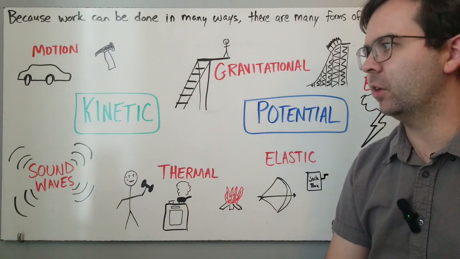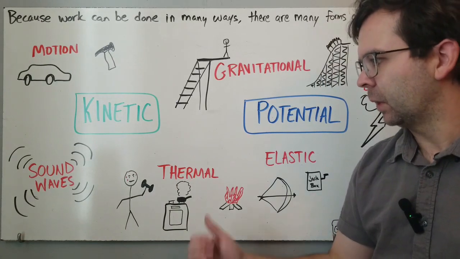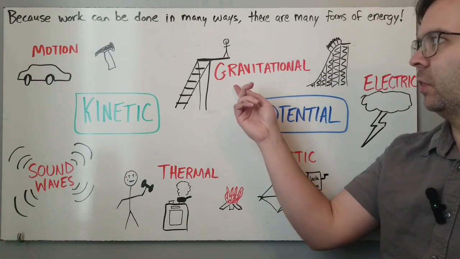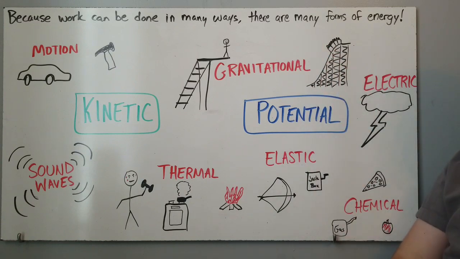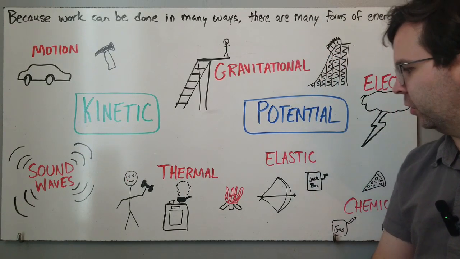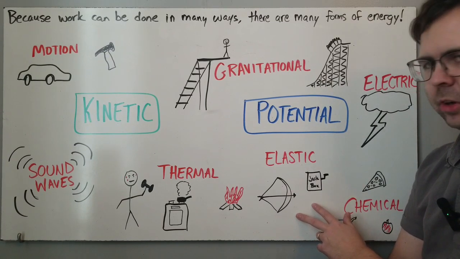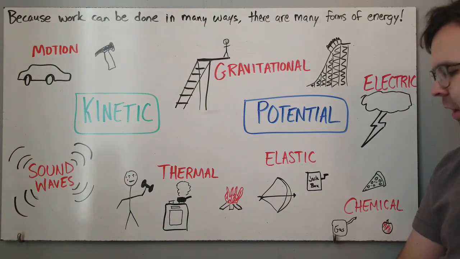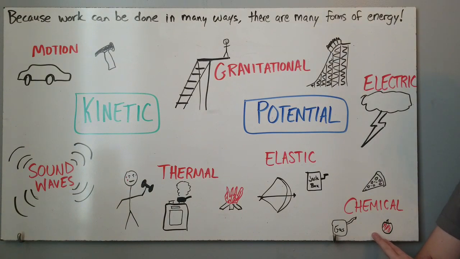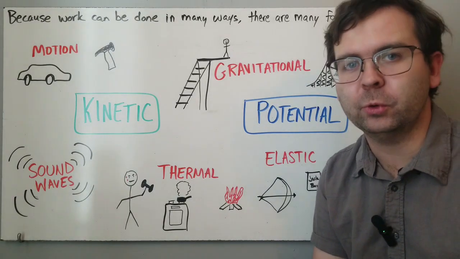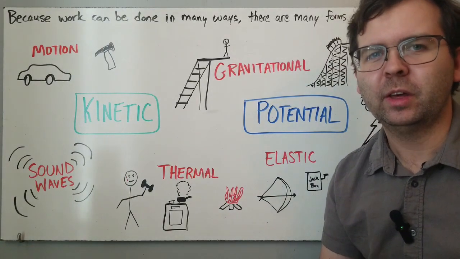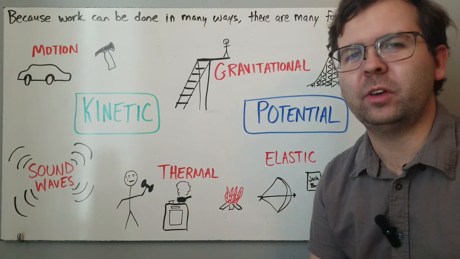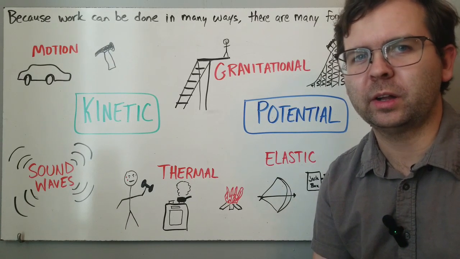Things that are moving have energy, sound waves have energy. Heat and thermal energy is a way that you can do work on objects. Things that are up high have gravitational energy. Electricity possesses some potential energy. Elastic potential energy, things that are wound up tight in springs or rubber bands or things like that, can release that energy. And even chemical energy is the type of potential energy that's stored up in food or gasoline or anything that has the ability to do work. That's chemical energy there. So you can start to see why energy is such a powerful concept in physics.